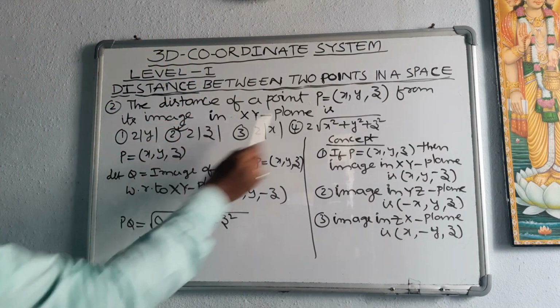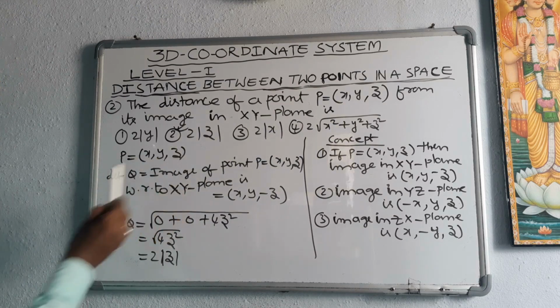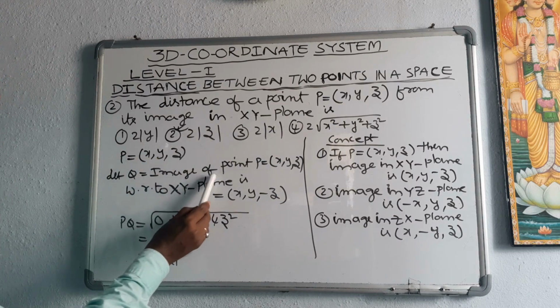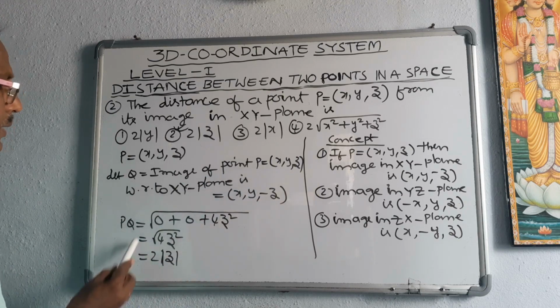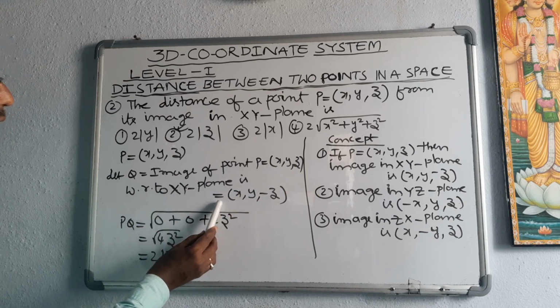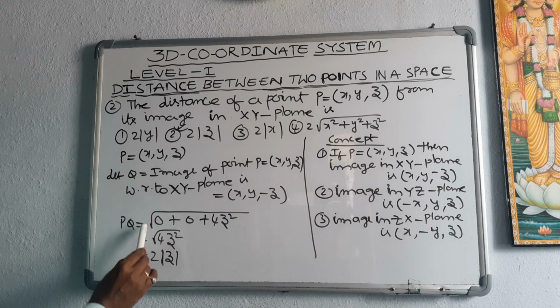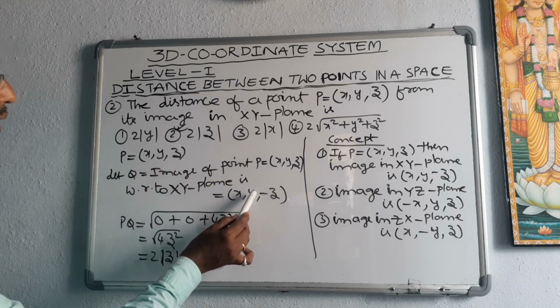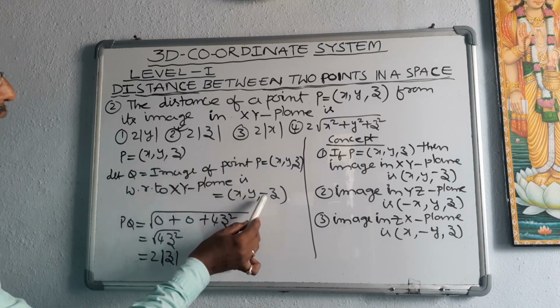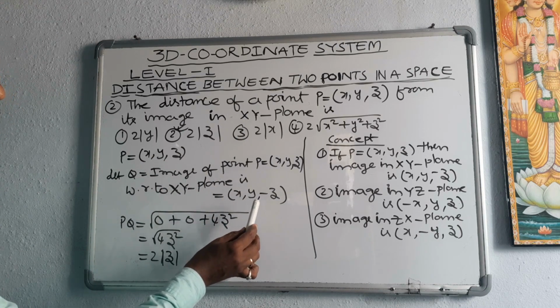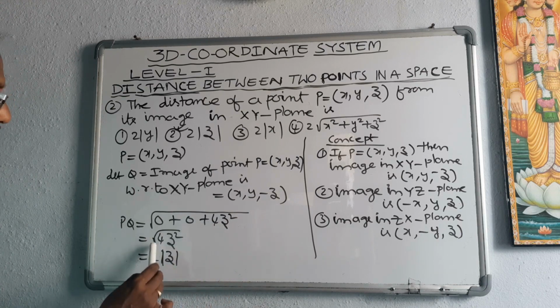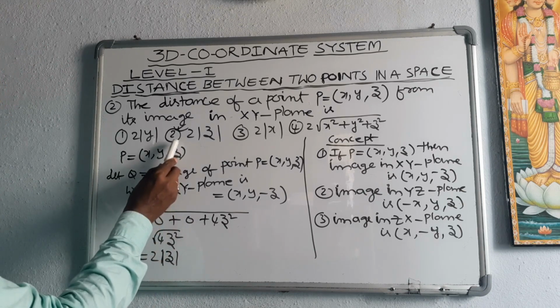Suppose the image in the zx plane, here the y coordinate is negative: (x, -y, z). In the problem, P is given, P equals (x, y, z), and Q is the image of point P with respect to the xy plane, that equals (x, y, -z). To find the distance PQ: square root of (x minus x) whole square 0, plus (y minus y) 0, plus (z minus (-z)) equals 2z, whole square 4z square. Square root of 4z square, root 4 is 2, root z square is mod z. PQ distance is 2 mod z. Here the second option is correct.